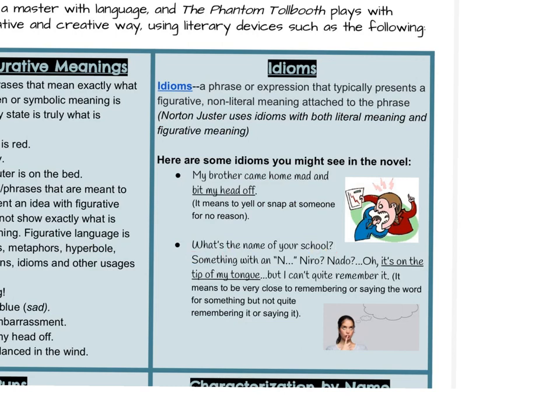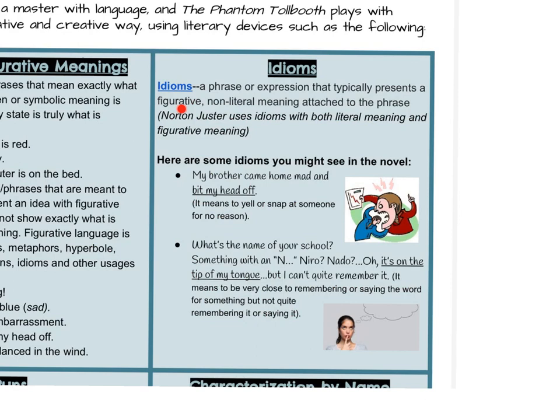And another one might be, what's the name of your school? Something with an N, Nero, Nato. Oh, it's on the tip of my tongue, but I can't quite remember it. So something that's on the tip of your tongue means you're very close to remembering or saying it, but you can't quite get it. Like, I almost have it. It's like, yeah, I'm going to say it in a second. That means something that's on the tip of your tongue. So these kinds of phrases or idioms are using figurative language, but you're going to see in the novel how the author uses them both literally and figuratively to create an interesting world and story.